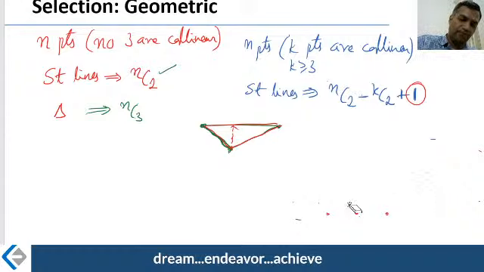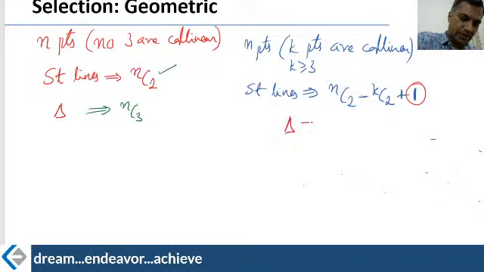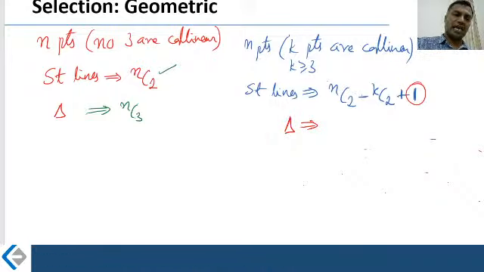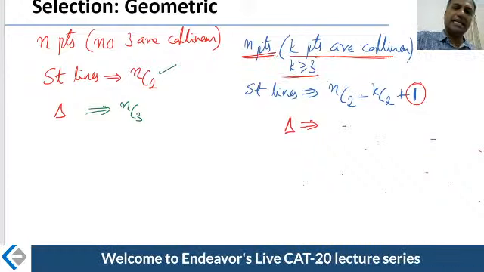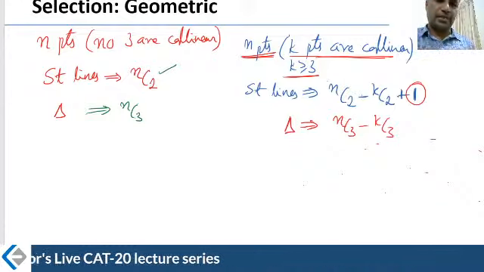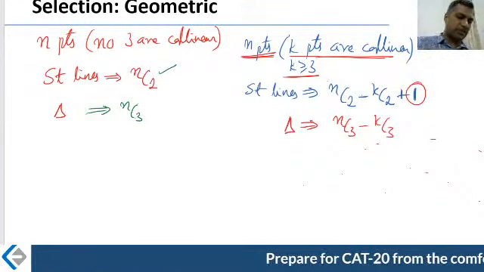There is no situation in a triangle like this. Let's come to the triangle. How many triangles can be formed given n points, of which k points are collinear, where the value of k is at least 3? The answer is NC3 minus KC3. There is no business of adding plus 1. It becomes NC3 minus KC3. I hope the concept is clear here.